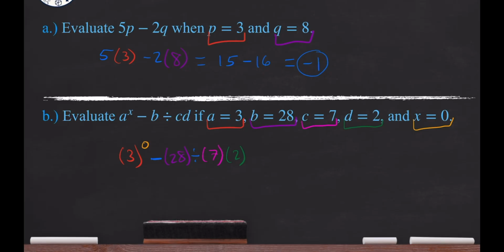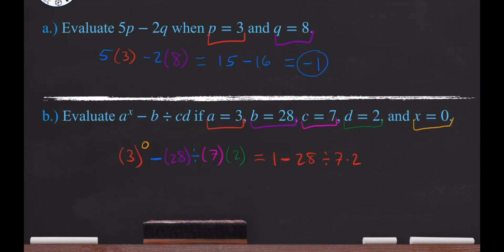Okay, now let's do our order of operations. Parentheses. Inside those parentheses, we have nothing going on. It's just those independent numbers. So let's move on to exponents. We have an exponent of the 0 power. Anything raised to the 0 power is 1. So this is 1 minus 28 divided by 7 times 2.